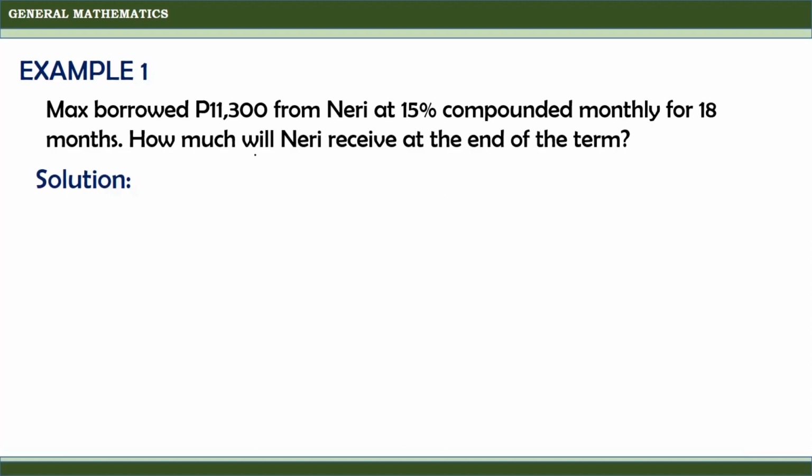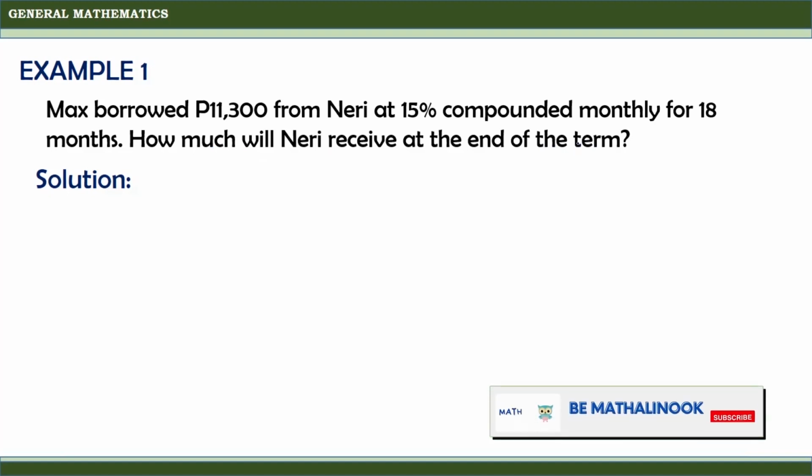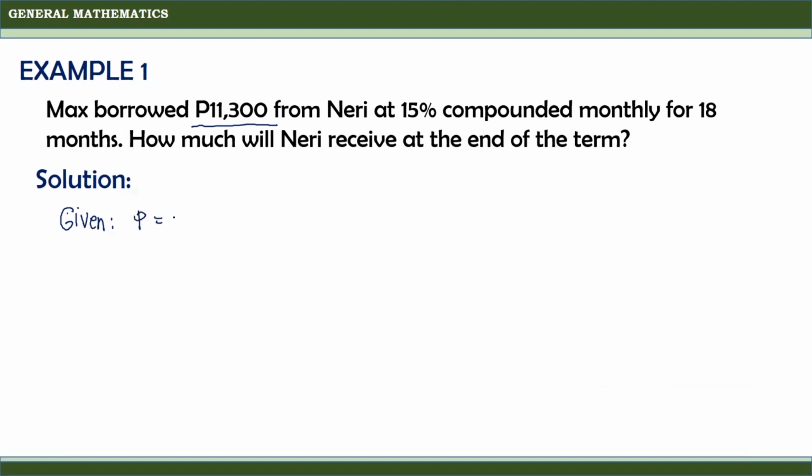Since we were asked how much Neri will receive at the end of the term, it follows that what we need to look for is the value of F or the future value. To do that, we need to write down first all the given. Since Max borrowed 11,300, then P or the principal is equal to 11,300.